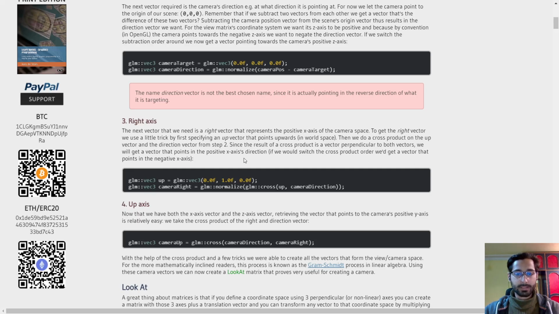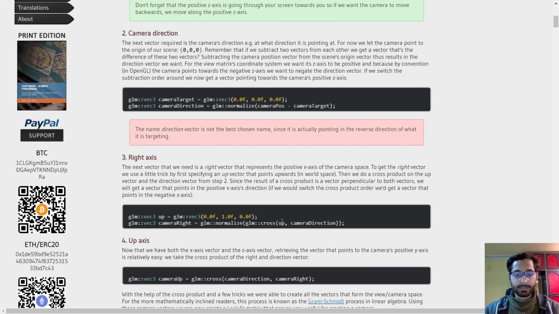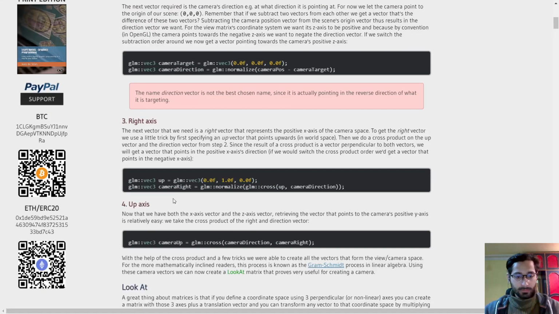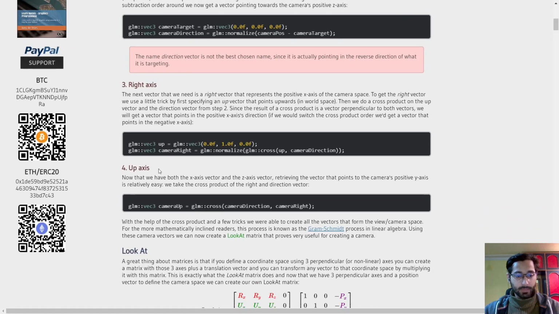If we switched the cross product order, we'd get a vector that points in the negative x-axis. As has been said before, in a cross product the order of the operands is important. To get a right vector, we do a cross product between the up vector and the camera direction. The camera direction we already calculated, and the world up vector will always be 0, 1, 0.